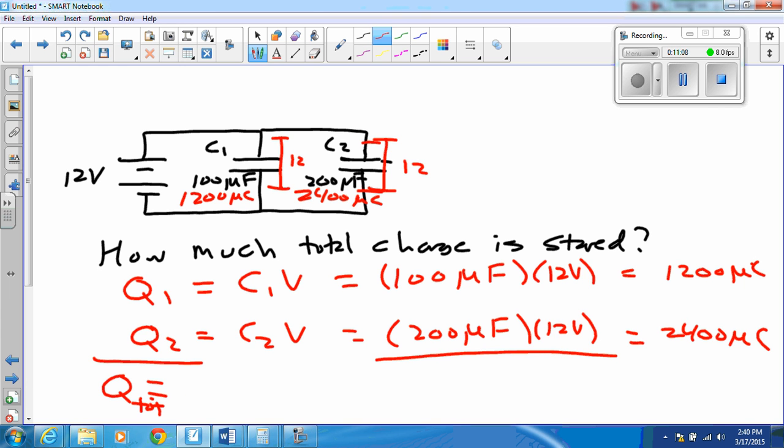And now if I want the total, because again we are in parallel, the total is equal to Q1 plus Q2, which is going to be 3600 microcoulombs. See, very straightforward. I computed the charge of one, the charge of the other, and they add together because they were in parallel.